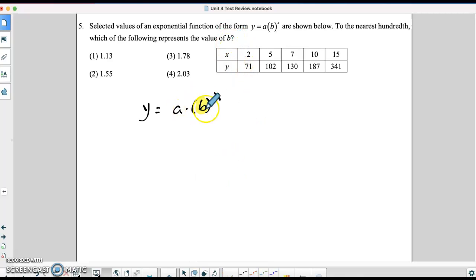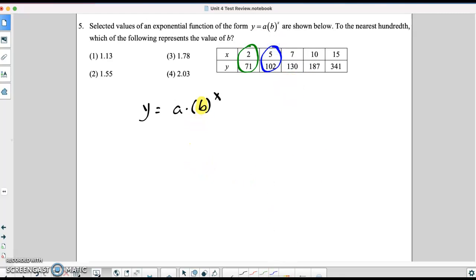In order to find out b and a, we need two quantities, which are x and y. Luckily, we have the table here. It provides more than one pair, right? 1, 2, 3, 4, 5. You can take any two pairs. I'm going to take the first two.